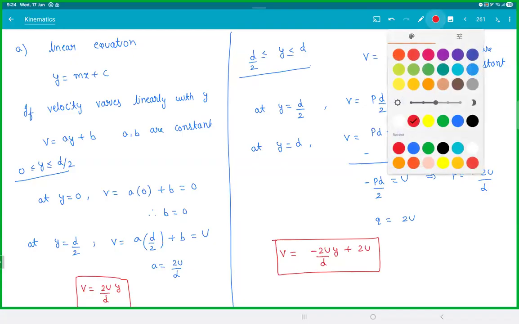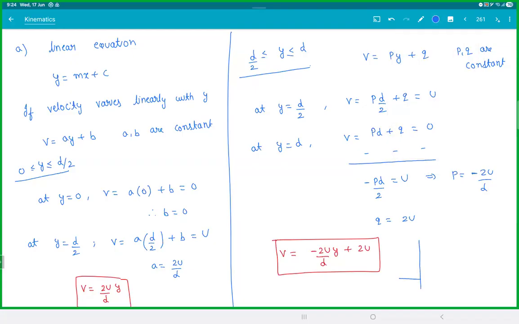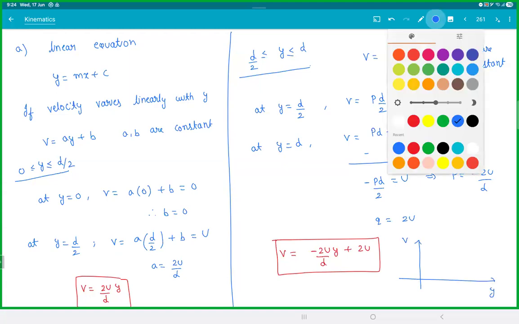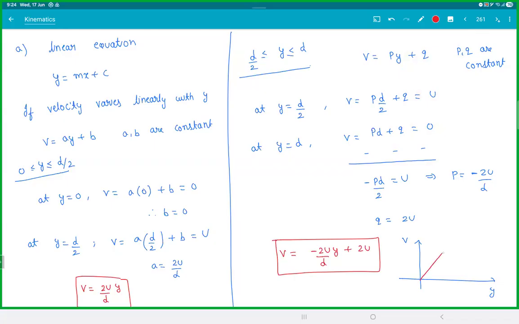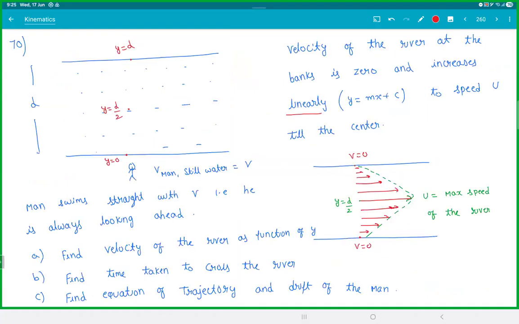So if you try to plot the graph for this, v versus y graph, you can clearly see the first one is a line passing through the origin. Then the second one is a line going like this. This is the peak velocity u. This is how the graph will look. It's increasing and then decreasing. All clear with this? There is no physics there. This is pure math. y is equal to mx plus c. You're putting the values and you're checking there. Great. Let's do B and C.